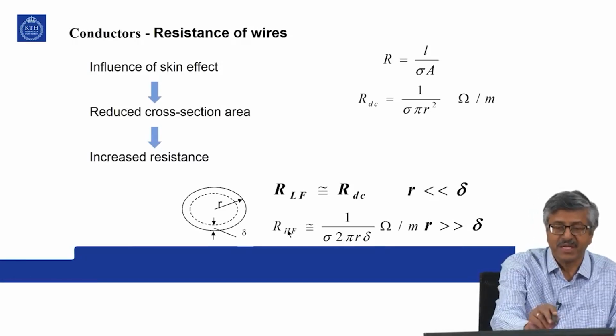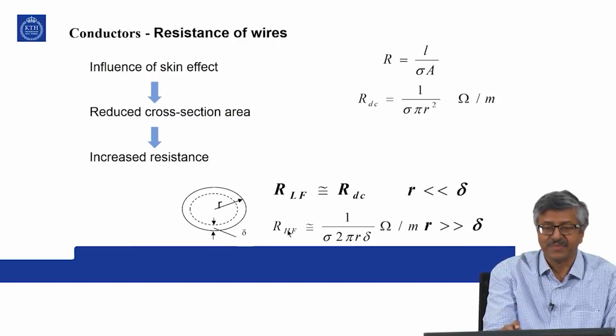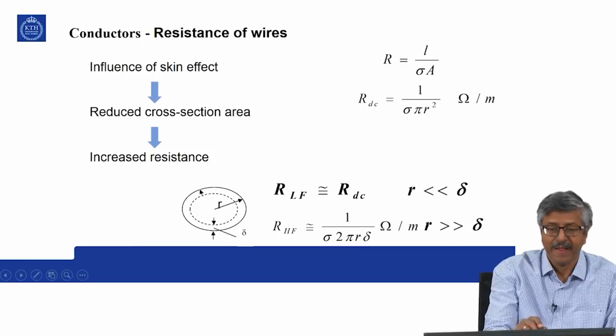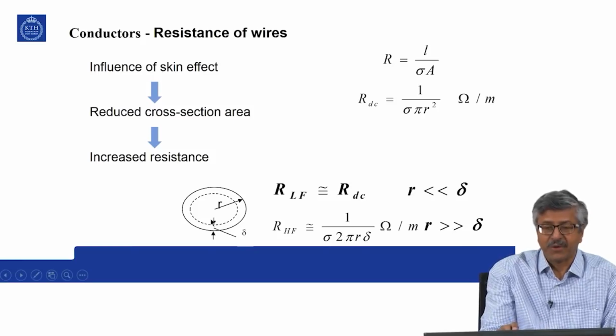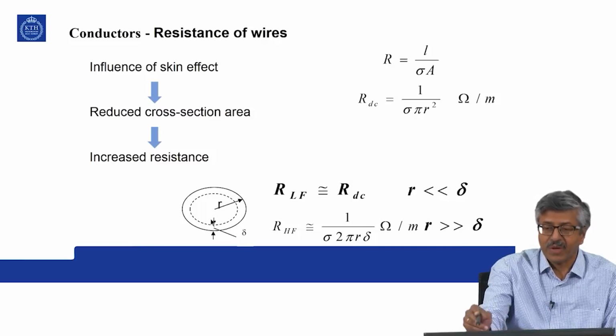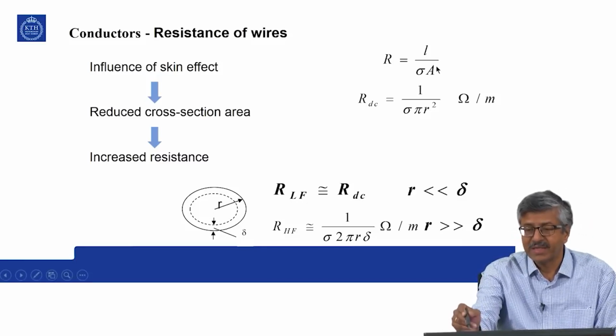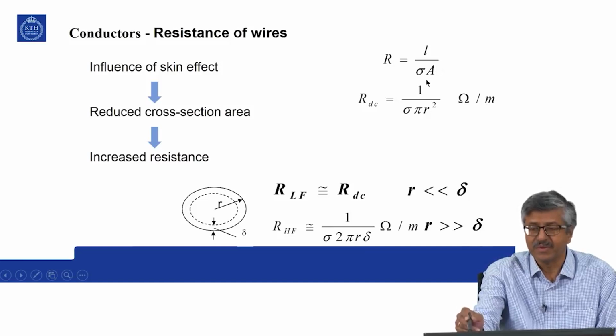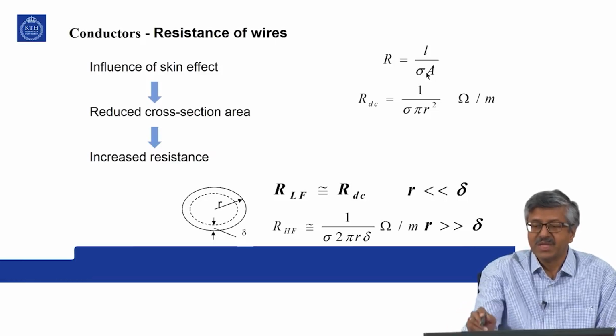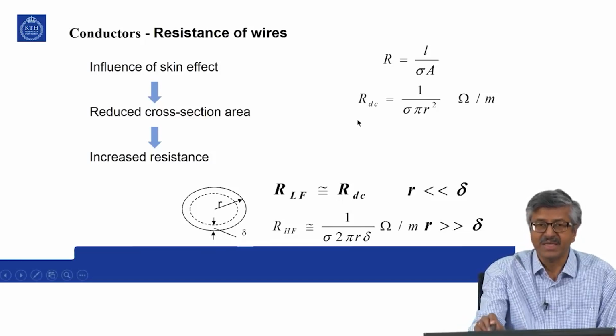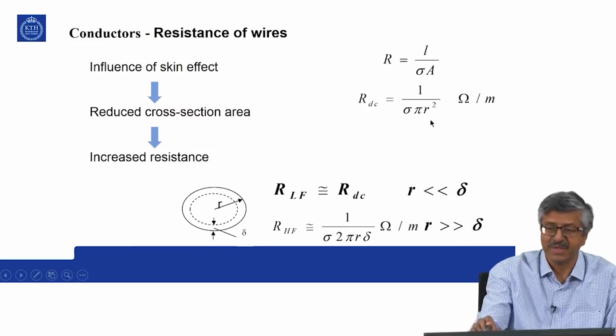And you can take a special case of round conductors and do a calculation for high frequency resistance. R equal to L divided by sigma A, where sigma is the conductivity and A is the cross section. So, this is the formula for the resistance, and the per meter DC resistance will become 1 by sigma pi r squared. That will be the per meter DC resistance.